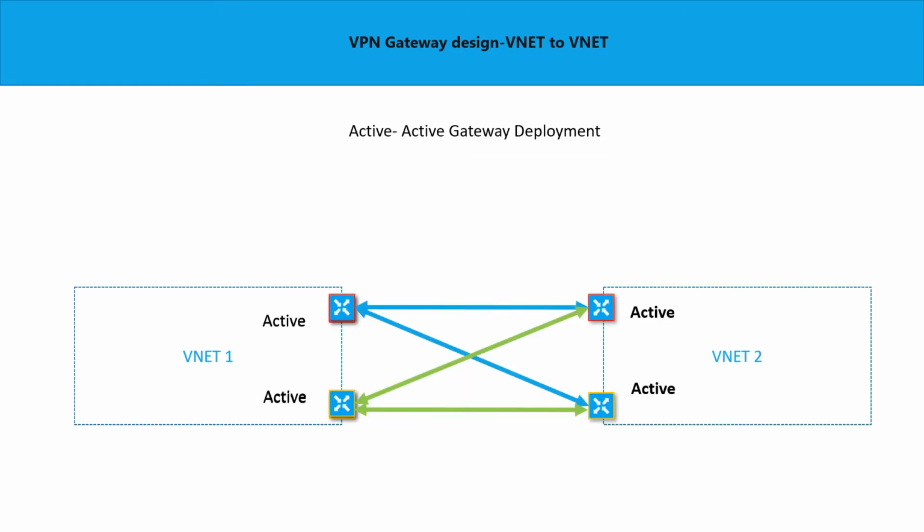Same concept is also applicable when you talk VNet to VNet over the VPN gateway. So if I have chosen active deployment on both sides for the gateway, then again I'm going to have a total of 4 tunnels.